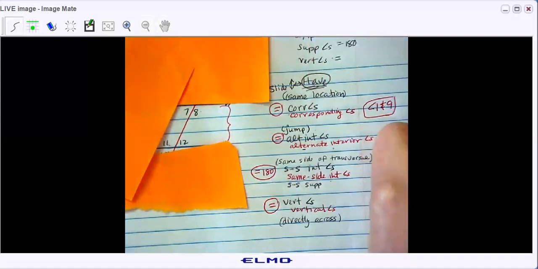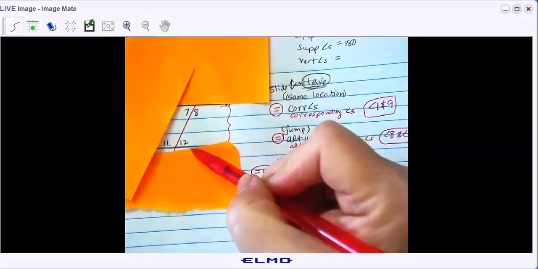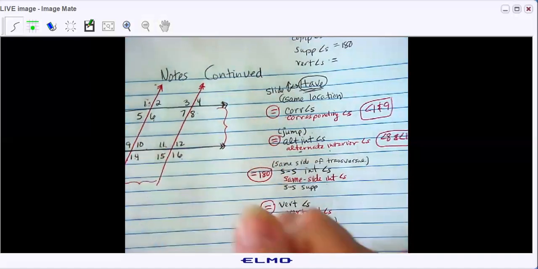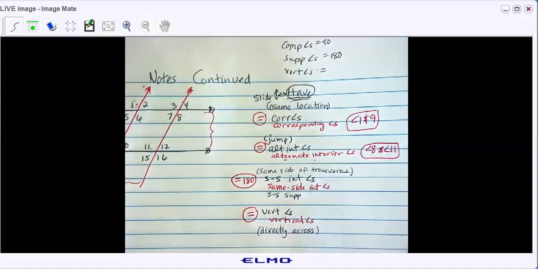So this is angle 8 and angle 11. Another example would be angle 7 and angle 12. Those would be alternate interior because I jumped across. Another example would be angle 14 and angle 11, or angle 15 and angle 10. So they're definitely alternate interior angles. We jump.